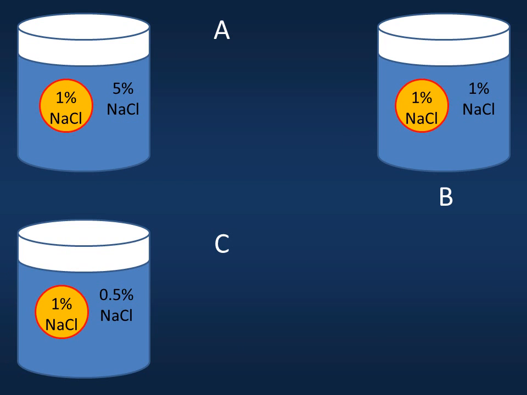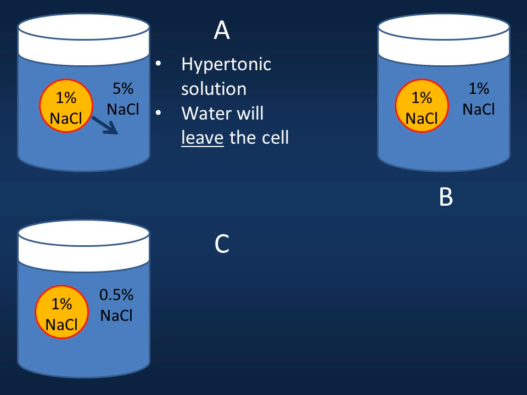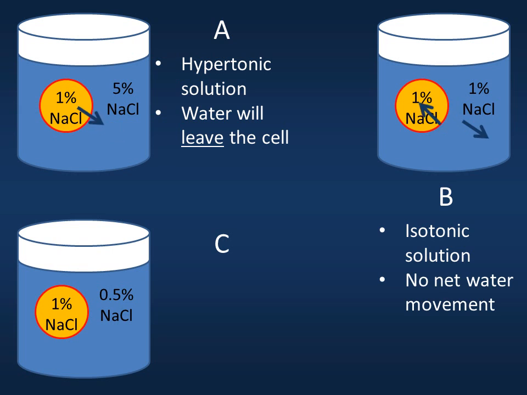Okay, so let's consider situation A. The outside solution is higher in concentration than inside the cell, so this would be a hypertonic solution, higher. And in that case, water wants to dilute the more concentrated side, which is outside, so water will leave the cell. Now, in situation B, we have both concentrations the same, thus this is an isotonic solution. And in that case, no net water movement will occur. In other words, water will move in and out at the same rate.